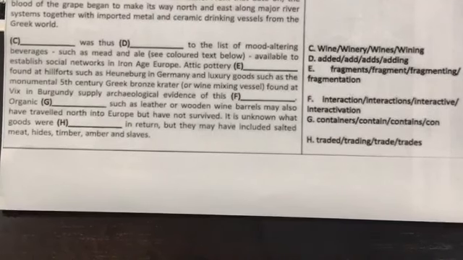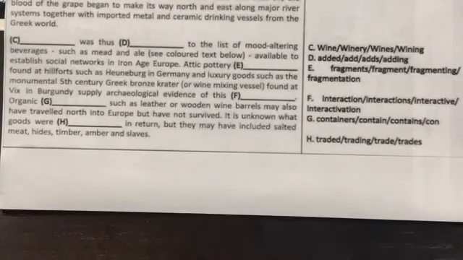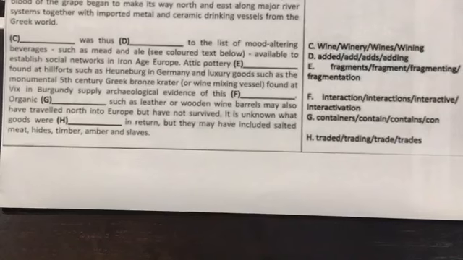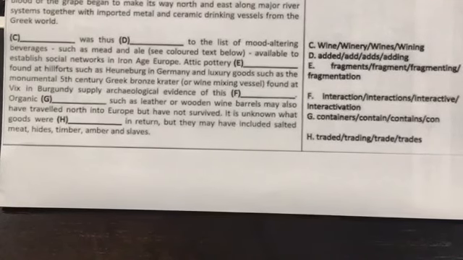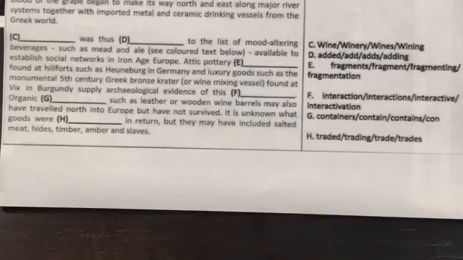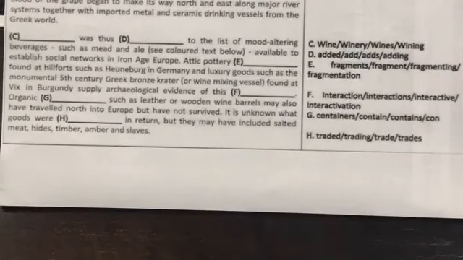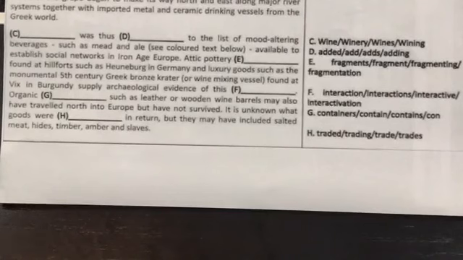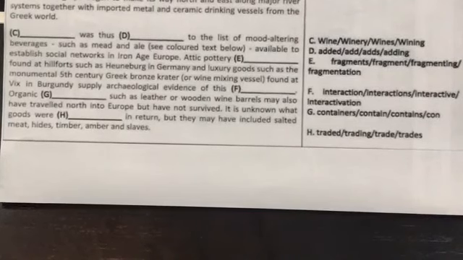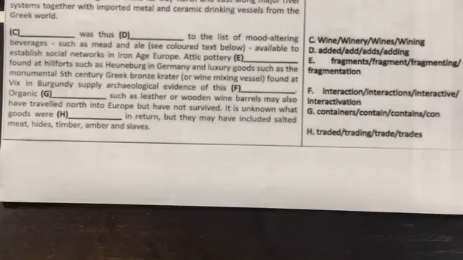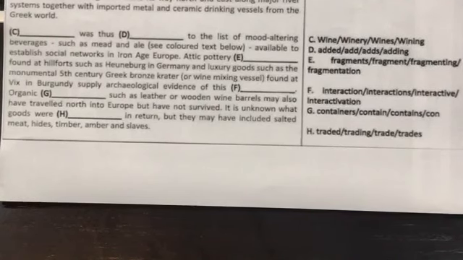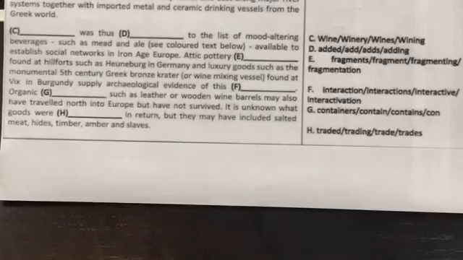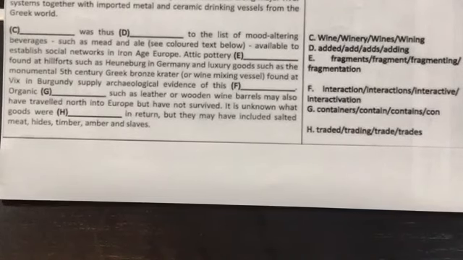The next blank again says: organic G dash such as leather or wooden wine barrels may also. And the options are containers, contain, contains, and con. Now obviously con cannot fit, it's out of context. Contains also would not go because you are talking about organic, such as something. It can be organic containers. But definitely not contains, not contain as well. So the right answer is organic containers such as leather or wooden wine barrels.